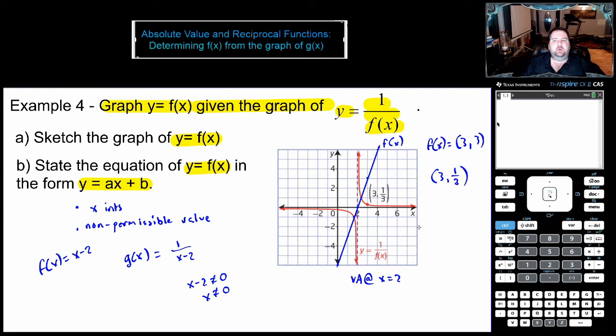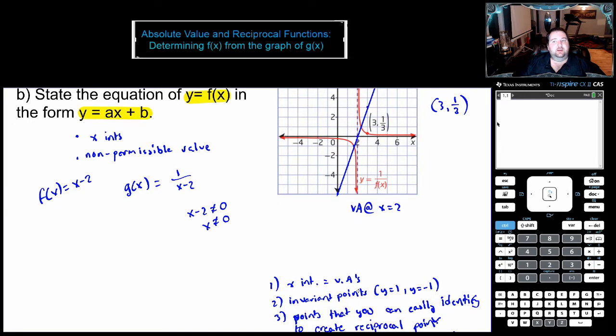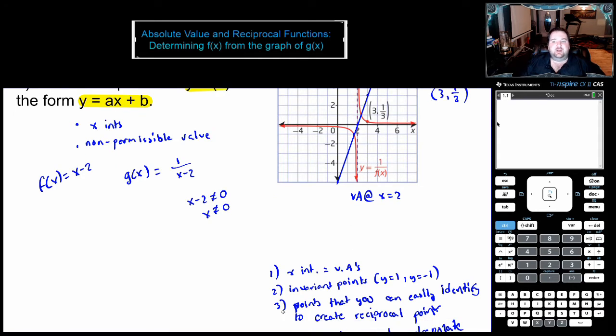Okay, so what are going to be your key ideas for solving these? Well, first, we know that our x-intercepts are our vertical asymptotes. So whenever you see a vertical asymptote, that's going to be your x-intercept. The second thing, invariant points. Those are key points at y equals -1 and y equals 1. And they're going to help you add points to your graph so that you can extrapolate your f of x from it. The third thing that you'll try to do is find points that you can easily identify.